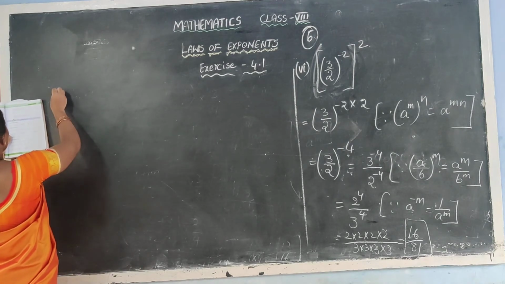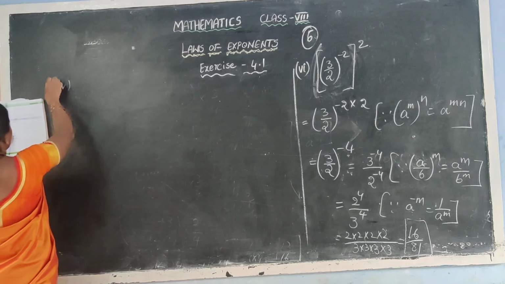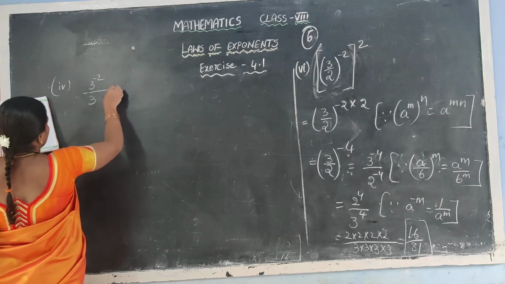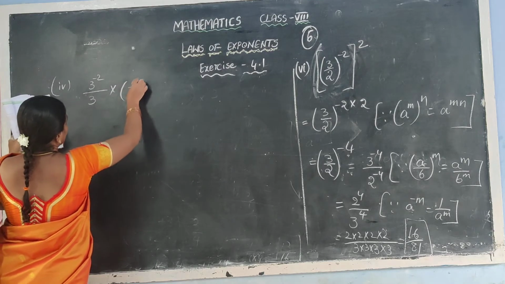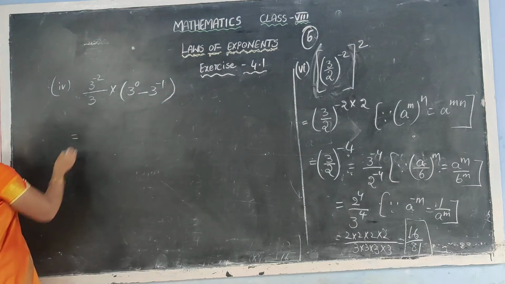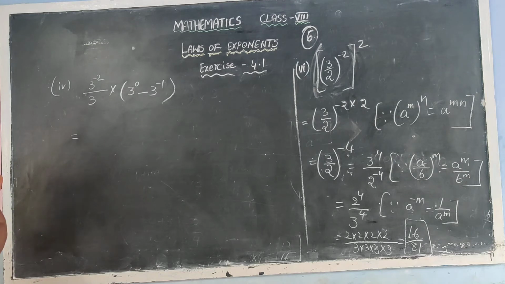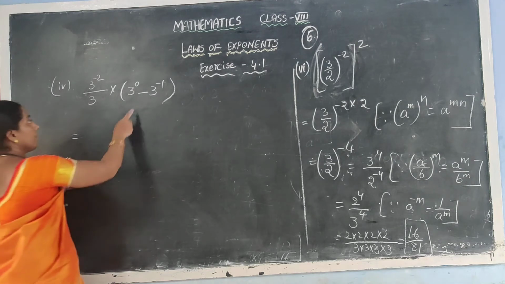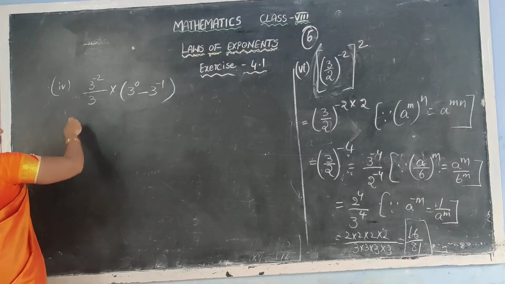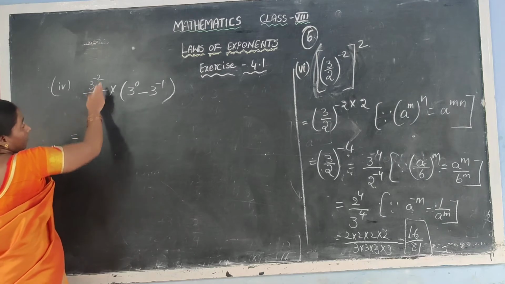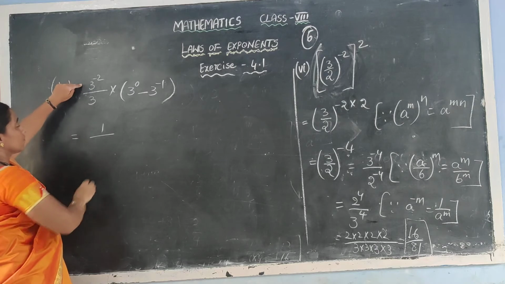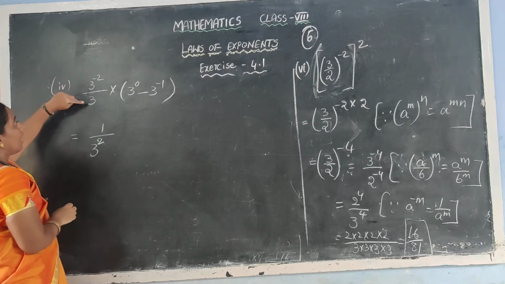Now, I will explain the fourth sum. 3 power minus 2 by 3 into 3 power 0 minus 3 power minus 1. Okay? See here. Now, this is the negative exponent. So, if we write the reciprocal of this, we will get a positive exponent.